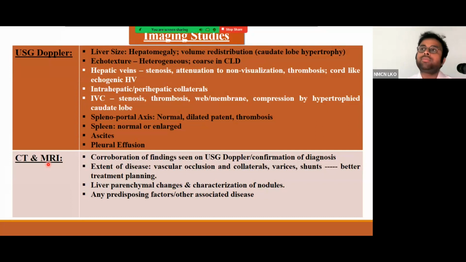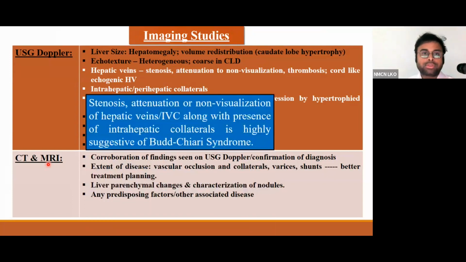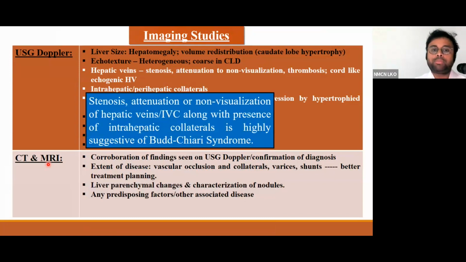On CT and MRI, we see similar findings. We get CT and MRI done for better delineation of the vascular involvement and also for characterization of the hepatic nodules, the regenerative nodules that develop in Budd-Chiari syndrome. So the main finding in ultrasound Doppler is stenosis, attenuation, or non-visualization of hepatic vein with presence of intrahepatic collaterals.